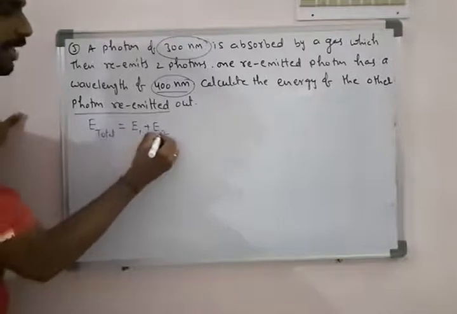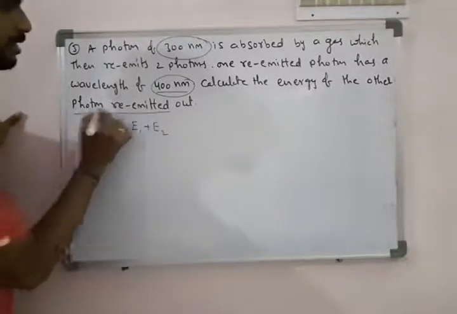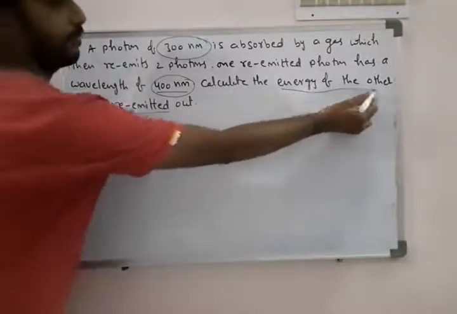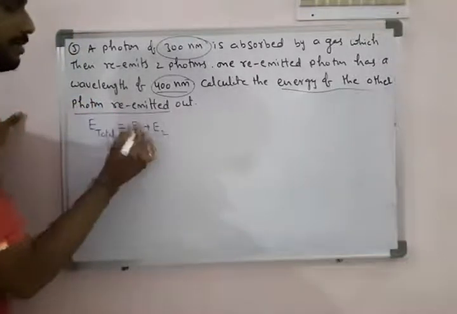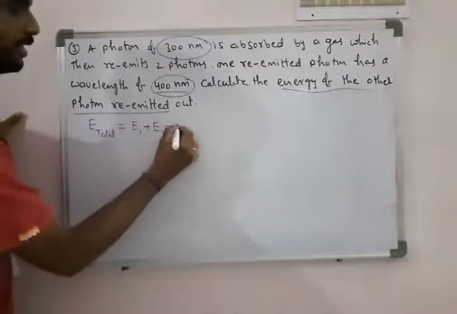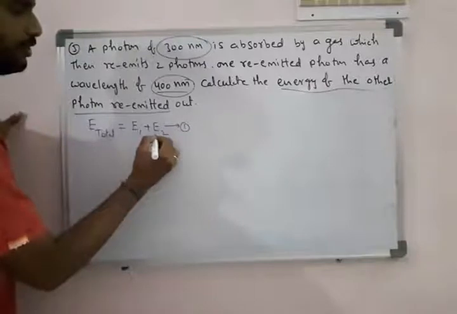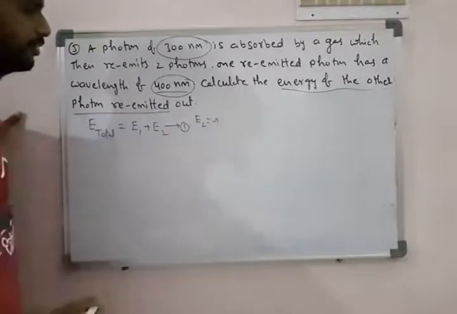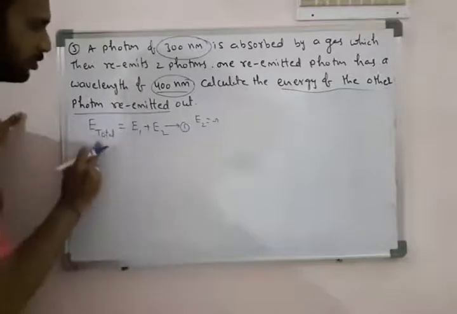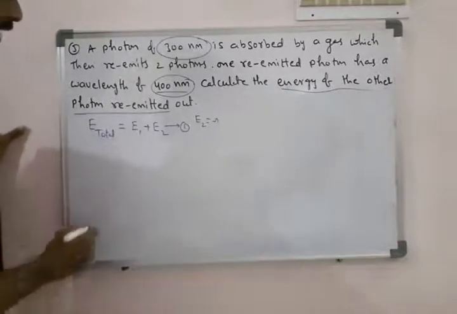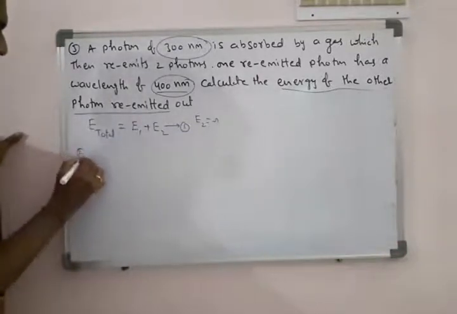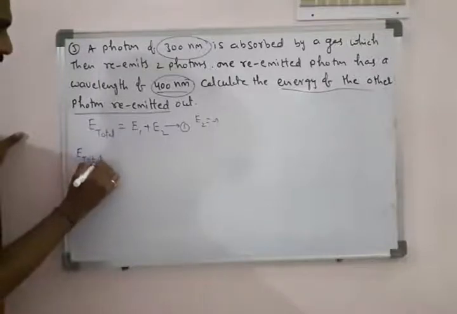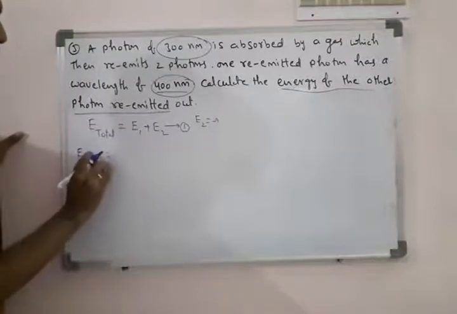Here we need to find E2, the energy of the other photon that is re-emitted. Say this is equation 1. We already know the information about E total and E1. Now we find E total, which means the initial energy of the photons.